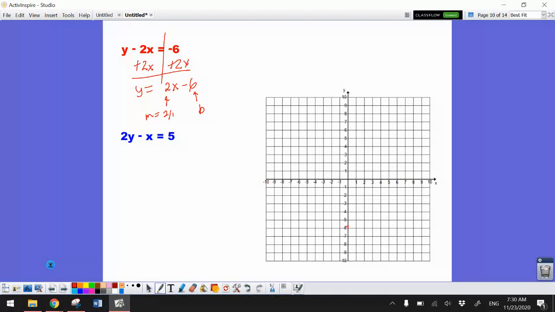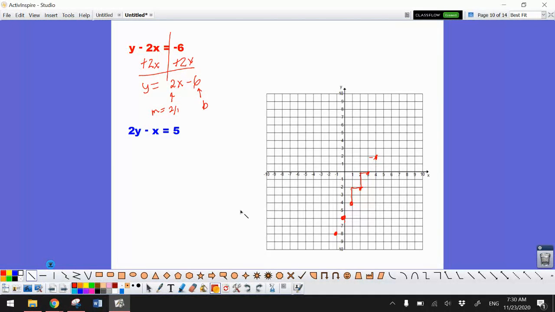So -6 is down here at the bottom. So I'm going to go up 2, right 1, up 2, right 1, up 2, right 1. I'm going to keep doing that a little bit. Go the opposite direction and make my line. Let's see if I can get a decent line right there. Yeah, that didn't turn out too bad.